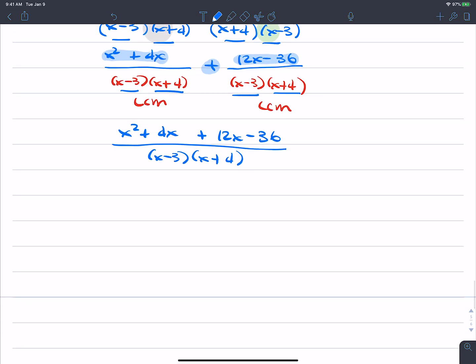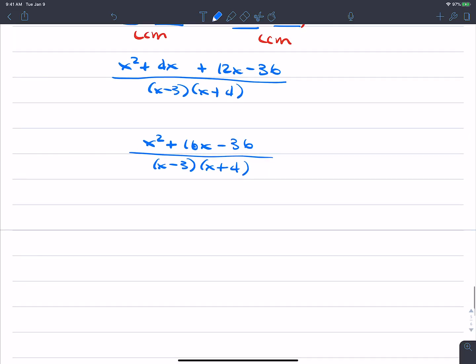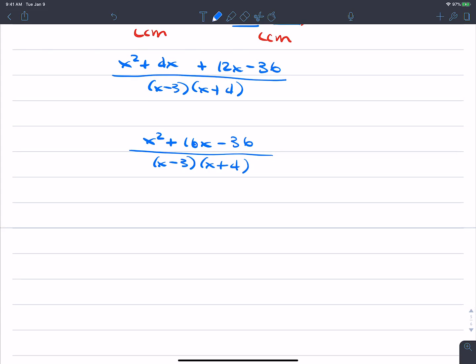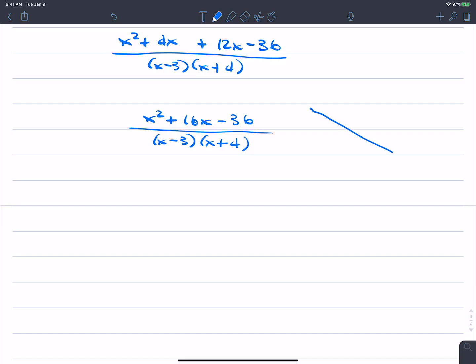So at this point, we're going to combine like terms. You're going to get x squared plus 16x minus 36 over x minus 3 times x plus 4. So we have to see if this is factorable. So go back to your favorite high school technique again for factoring. You want the product to be negative 36 and the sum to be positive 16.